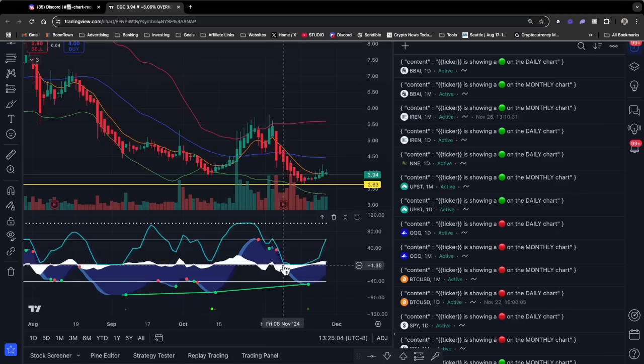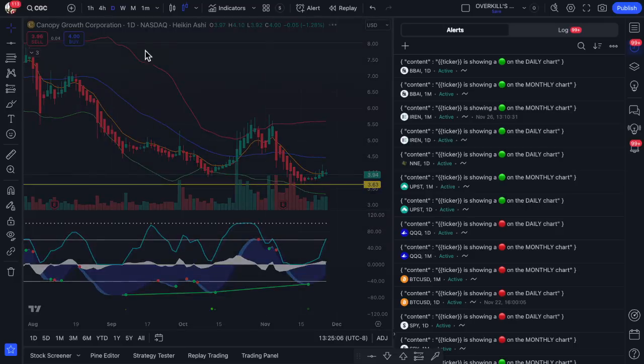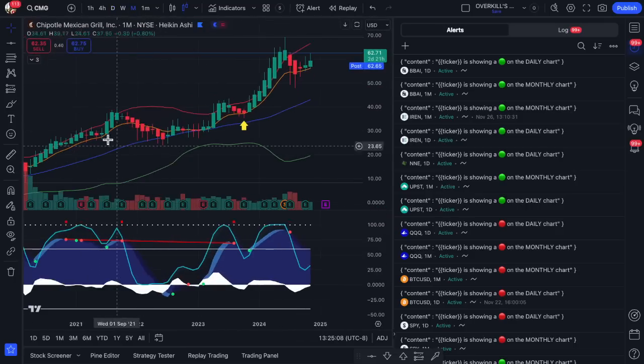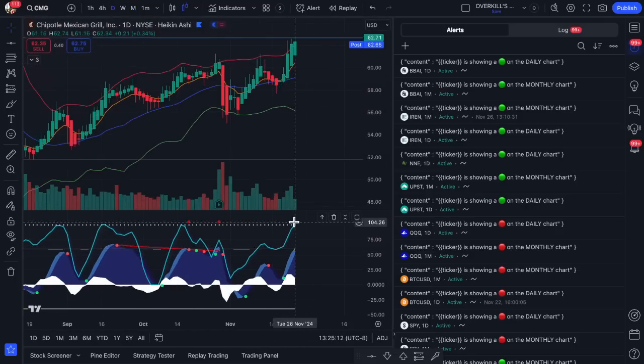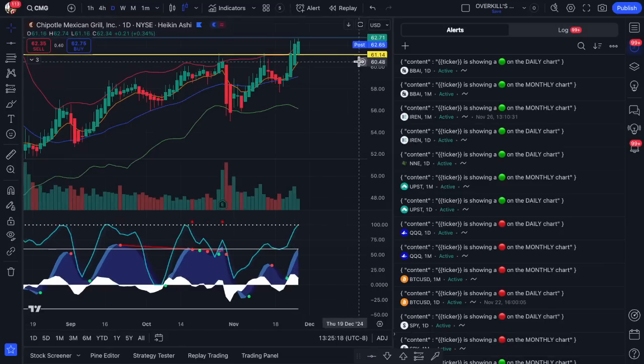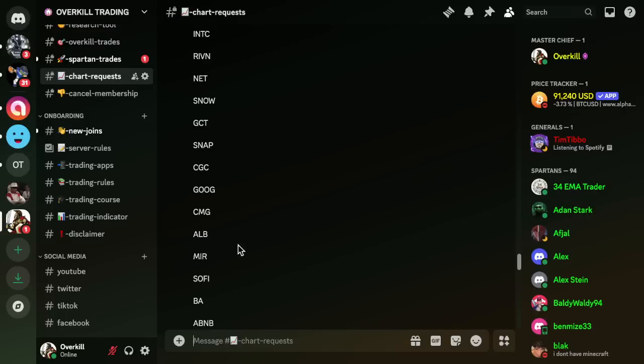Google, we covered. CMG. Okay, CMG's pointing straight up there on the monthly. That looks good. Again, the stochastics up here on the daily though, so we're looking to take profits up in this area. I just keep inching your stop loss up. Put it at 61 there.